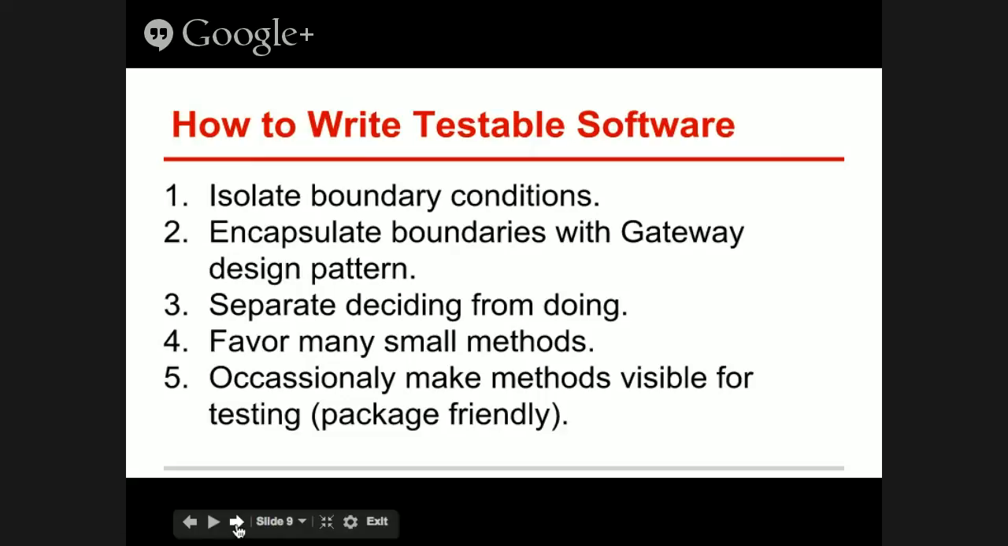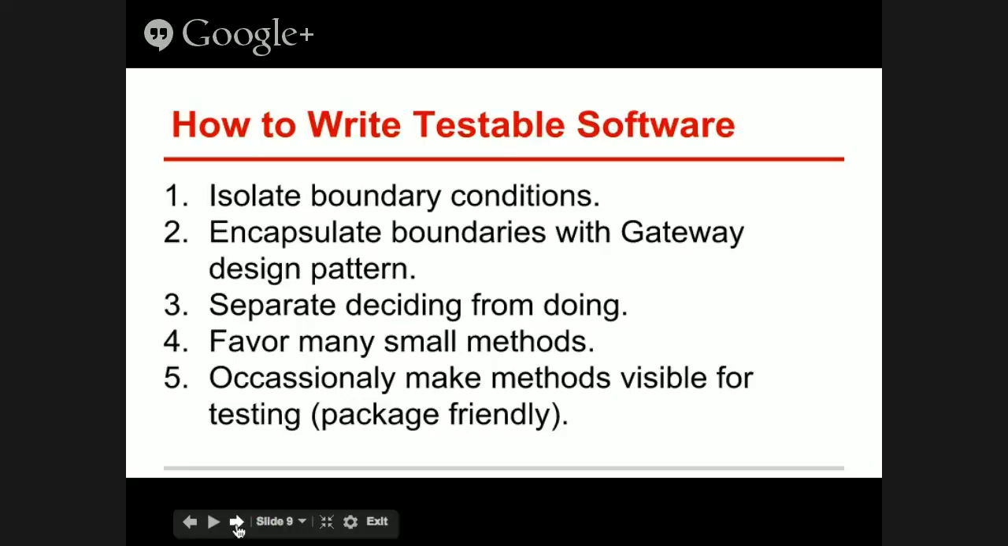But to write testable software, you need to isolate your boundary conditions and encapsulate them. I found a design pattern that specifically talks about this called the gateway design pattern. It is from the Gang of Four, and I'll elaborate on that in the next slide. And in your code, you've got to separate decision making from actually doing pieces of work. Favor small methods, and occasionally, although it's not necessary these days, make methods visible for testing. Now, I'll elaborate on what that means.